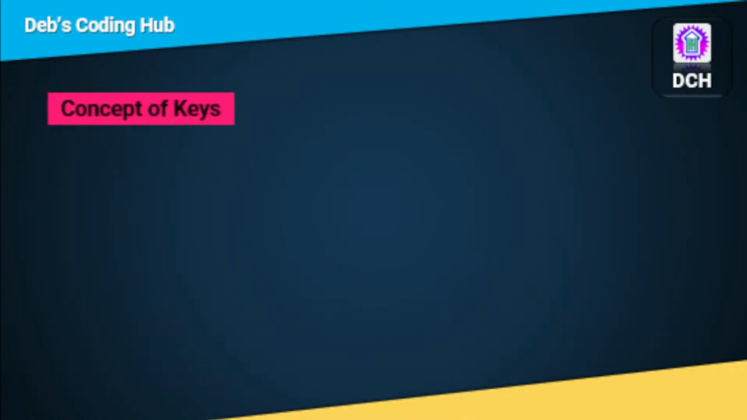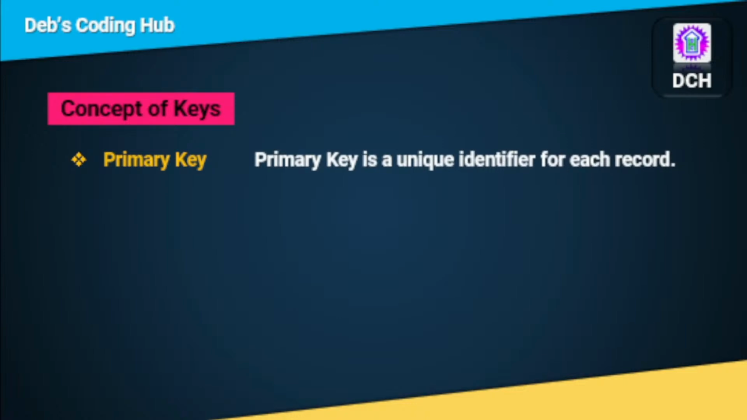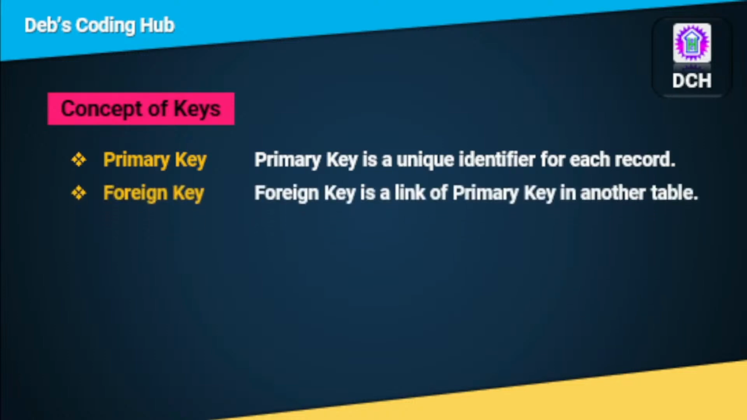The first type of key we can create is primary key. A primary key is nothing but a unique identifier for each record. Next one is foreign key. Foreign key is a link of primary key in another table. In our previous example, what we have shown, in that sales table, that product ID is a foreign key, because it is a link of that product from the product table.